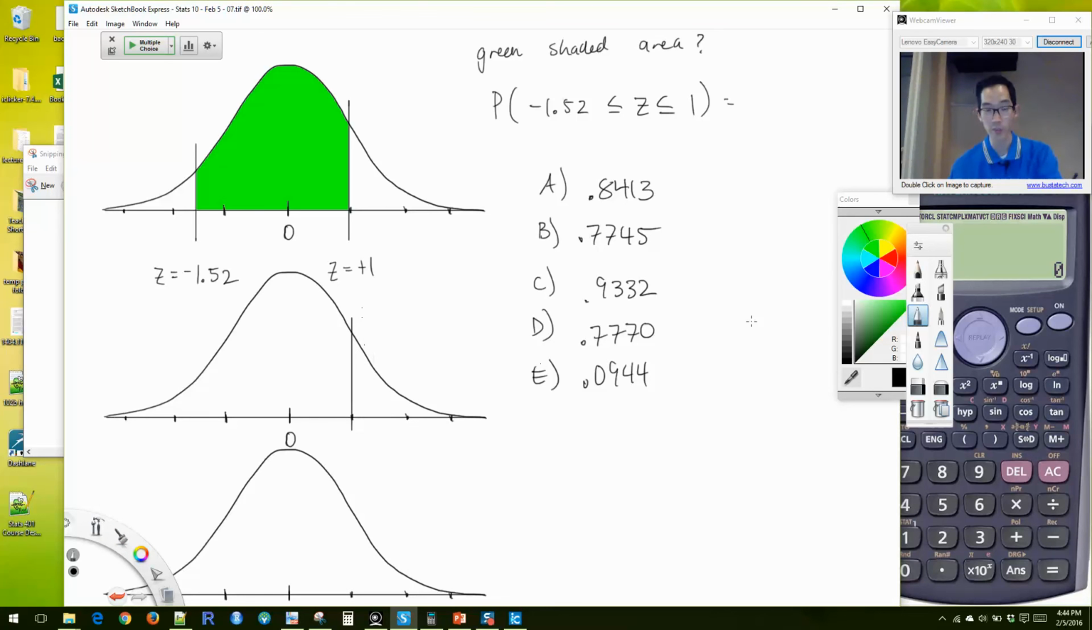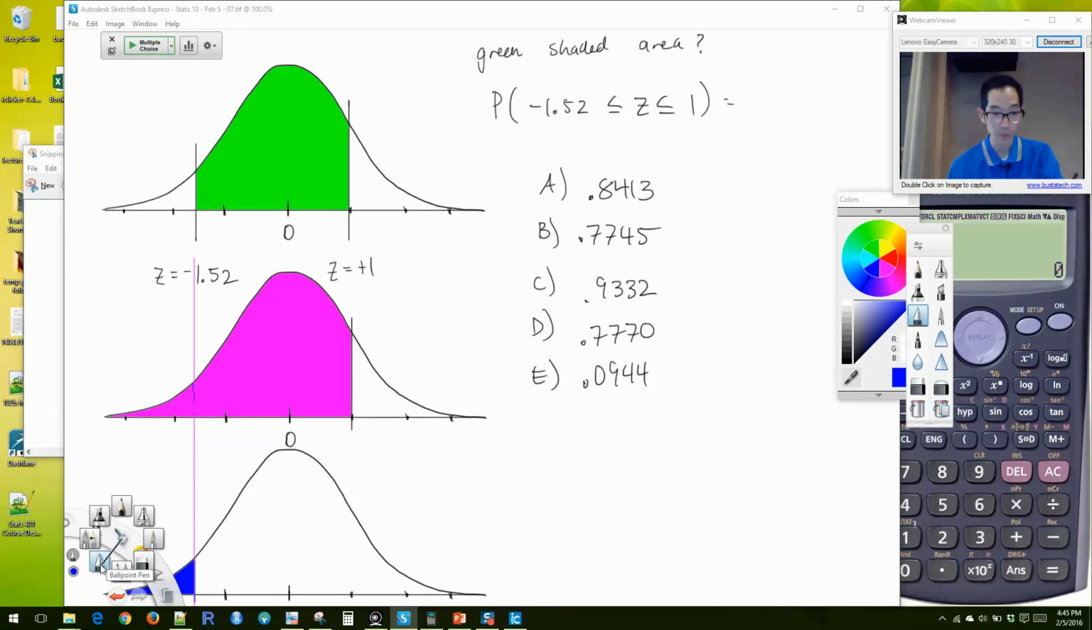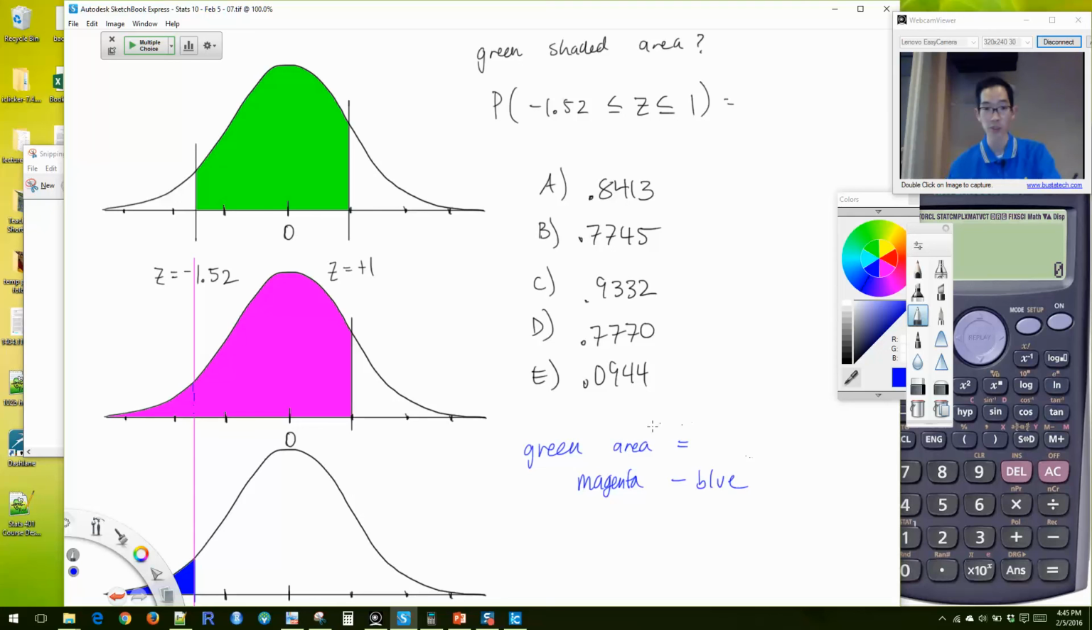So basically what I'm doing is I'm saying this green area is the same thing as this purple area minus, and if I take a line all the way down here, I should go right there and shade there. So the green area equals magenta minus blue. And so magenta is going to just be the area to the left of positive 1, and then blue is the area to the left of negative 1.52.